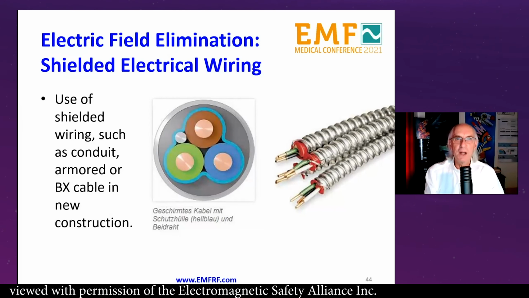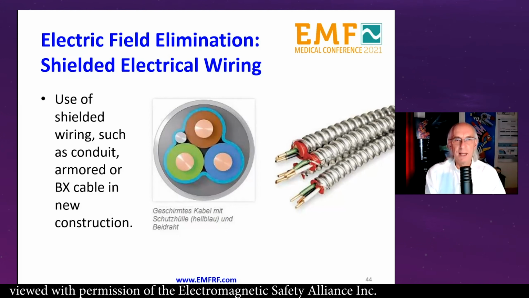Okay. Now, how do we eliminate the electric fields? Well, believe it or not, we all in our residential buildings have electric fields coming out of our walls because of the wiring we have inside our walls. We use a wiring system called Romex cable, which is not shielded. And therefore, the electric field is being emitted out of the wall into the adjacent room. And the closer you are to the wall, the higher is your exposure to the electric fields.